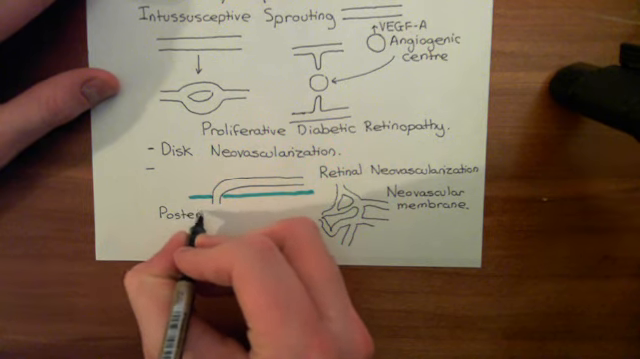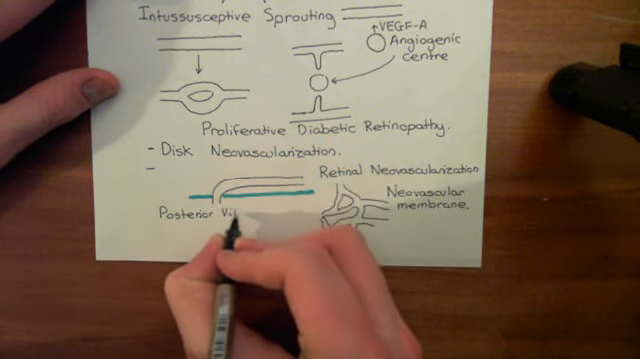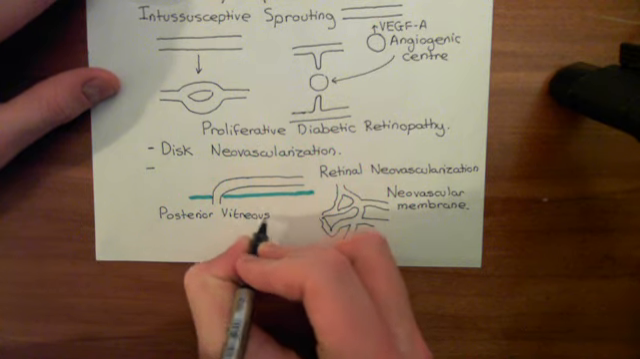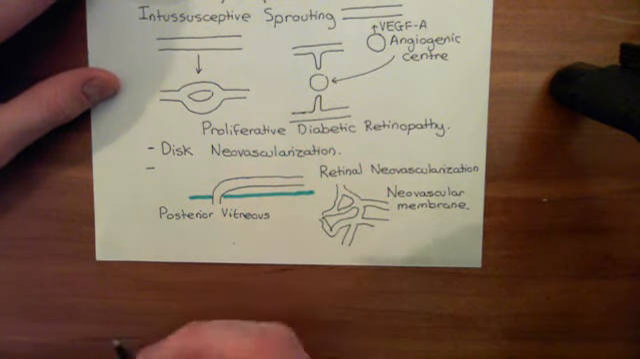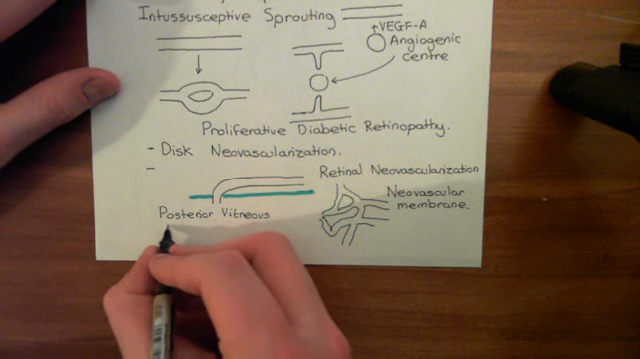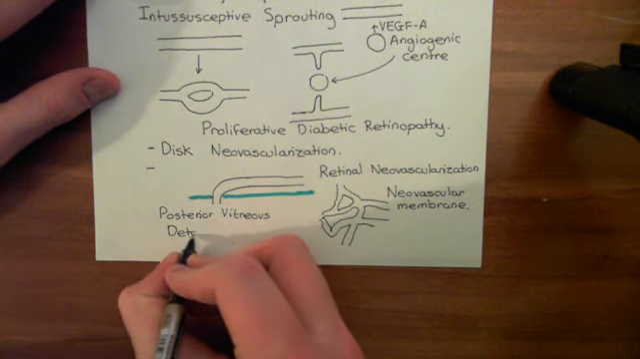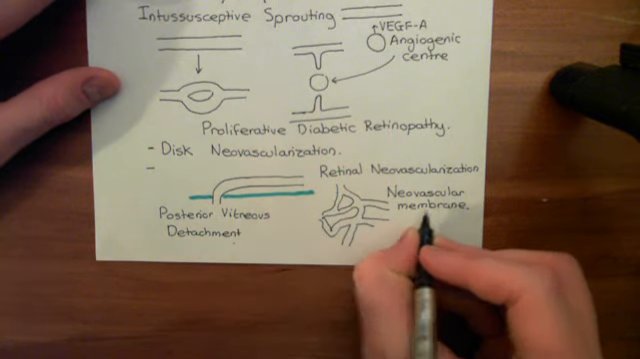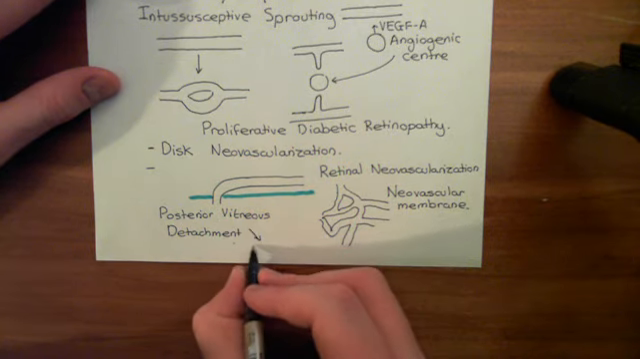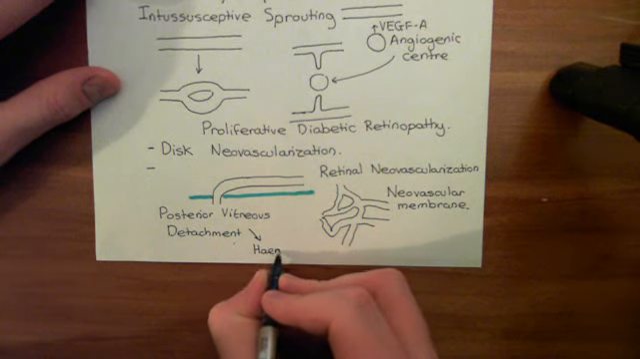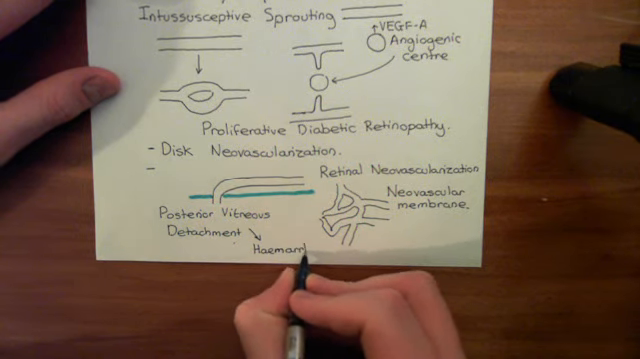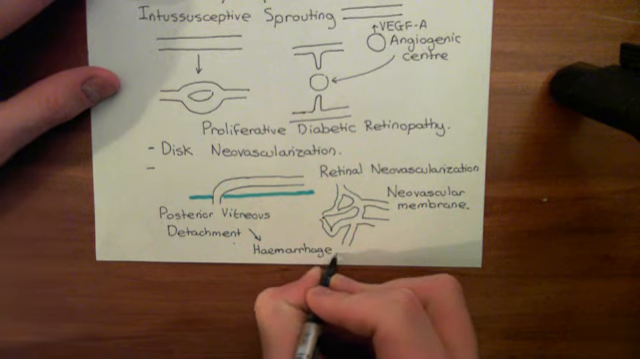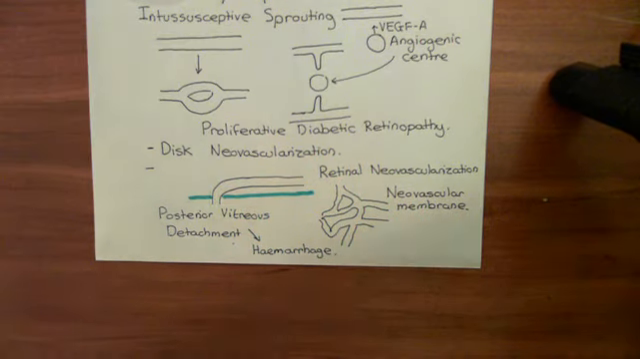So if you get posterior vitreous detachment, which is when the vitreous humor moves away from the internal limiting membrane, then what can happen is that these newly formed blood vessels, this neovascular membrane here, can end up hemorrhaging. So you can leak huge amounts of blood, and obviously that will lead to severe visual impairment. Right, so that's one of the horrible, nasty things that can occur because of this neovascular membrane.